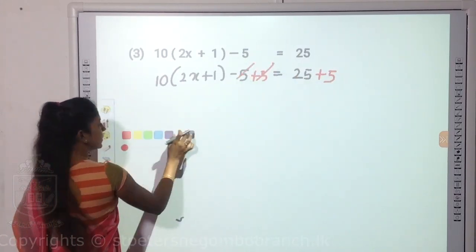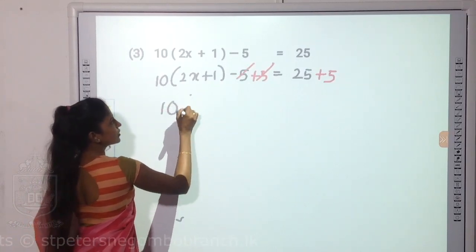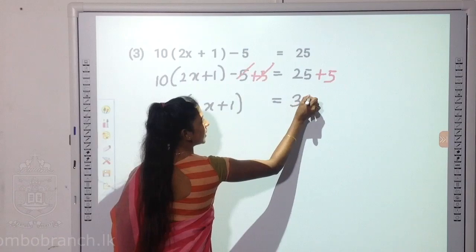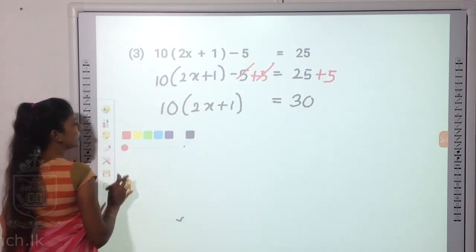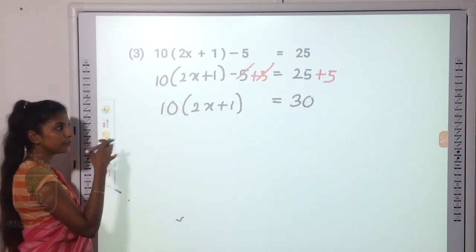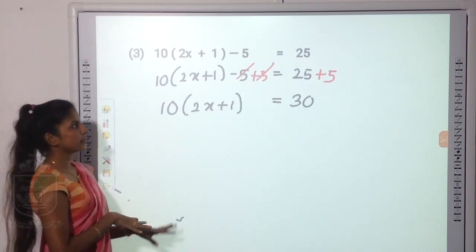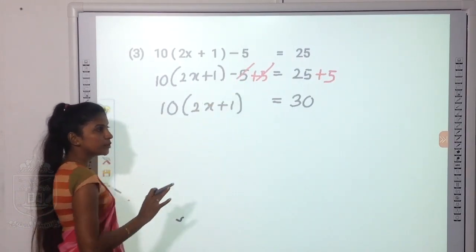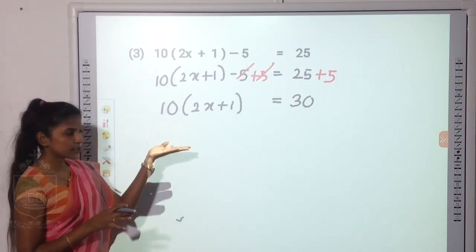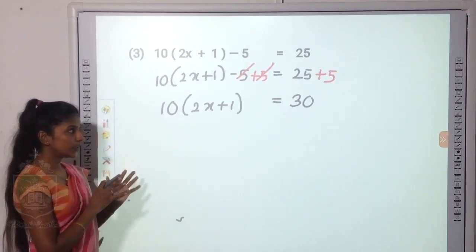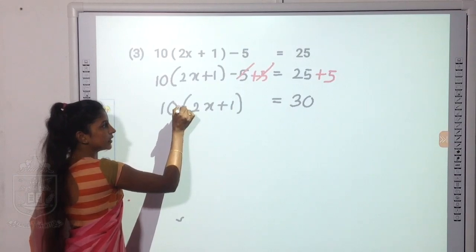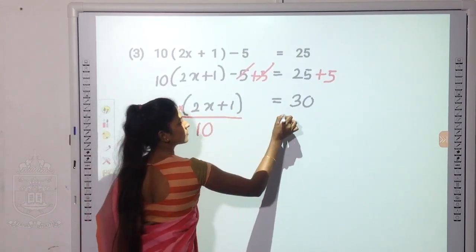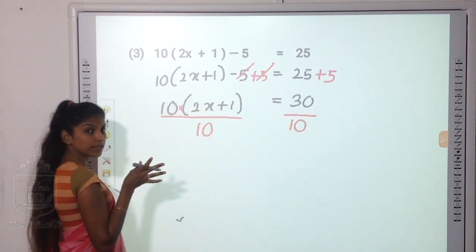5 cancel, and what is remaining? 10, 2x plus 1 equals 30, right? Then our next step is, now you can see this step is like the previous example we discussed, right? In the previous example we didn't have this part, so we have already removed that part, and you have only this expression. So it's easy, like the previous example, you know that this is multiplication, so do the opposite, that is division.